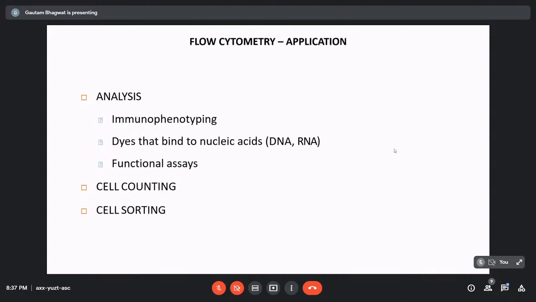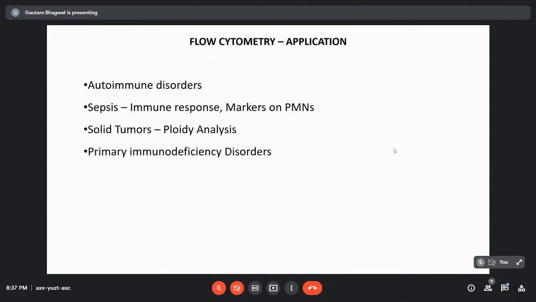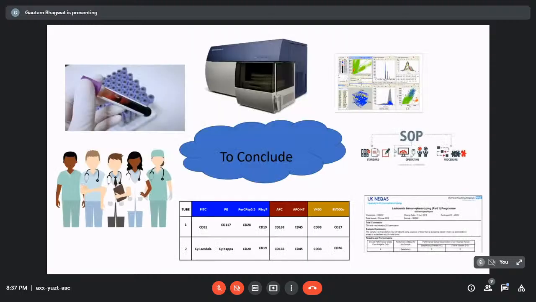So these are the various applications. Yes, the most important is diagnosis of proliferative disorders and leukemias, but there are so many other applications of flow cytometry, not only in hematopathology but in other areas also, which we'll be discussing in the next two talks. To conclude, what I would like to say is that it is not only about the machine and the man. You have to be alert at each and every step.